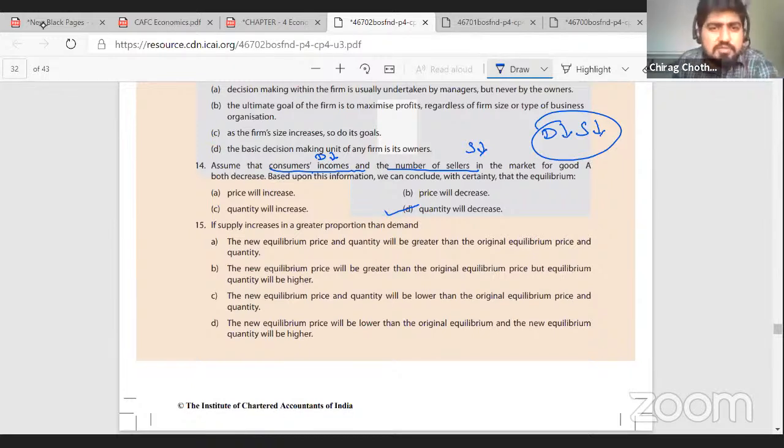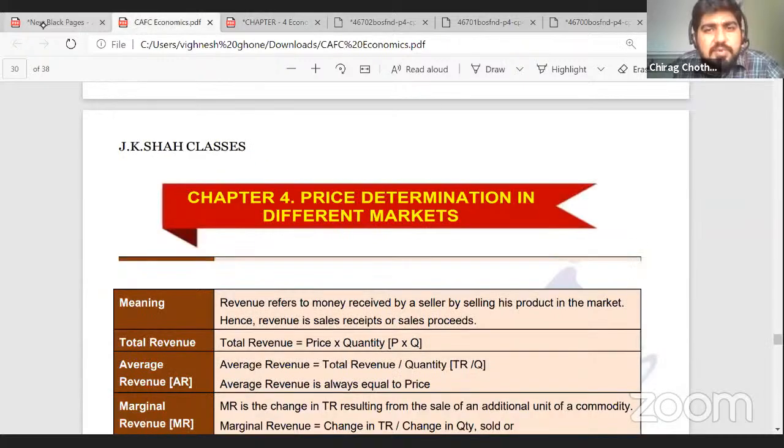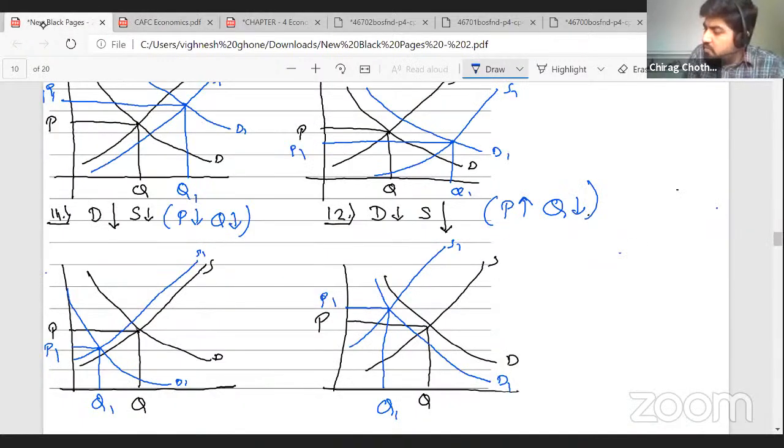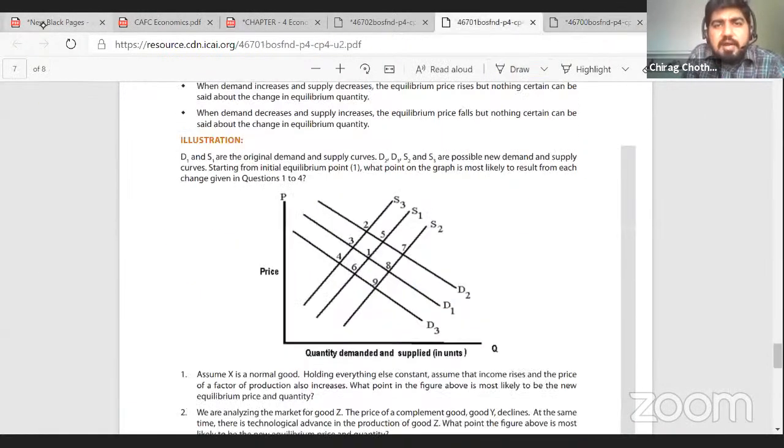Let me do one more question so that we are very much through with this concept altogether. If supply increases in the greater proportion than demand, supply increases more than the change in demand, right? We have already done this question. So I will pull that up for us. Supply increases more than the demand, right?